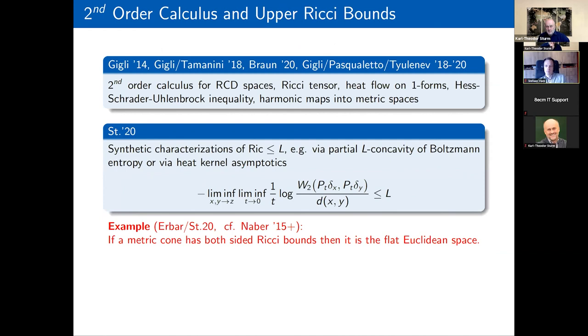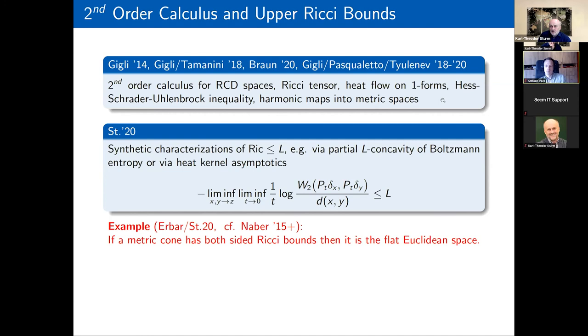Let me then switch to the second topic which I wanted to mention here, the second order calculus. This is a far-reaching theory developed by Gigli, which provides us with a complete Ricci tensor, even a Riemann tensor. It allows us to define heat flow on one-forms, harmonic maps in metric spaces, and many other things.